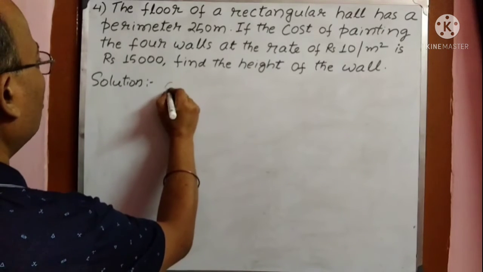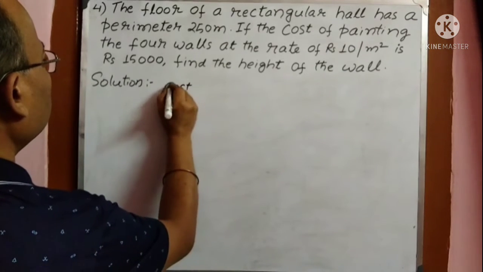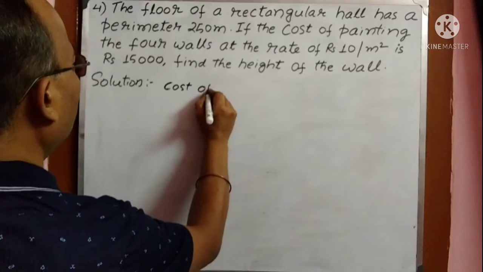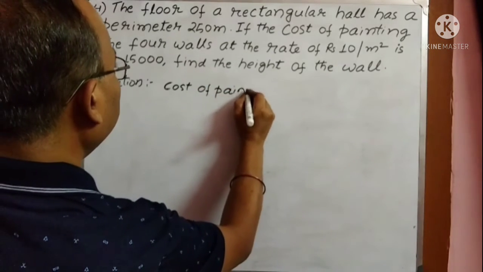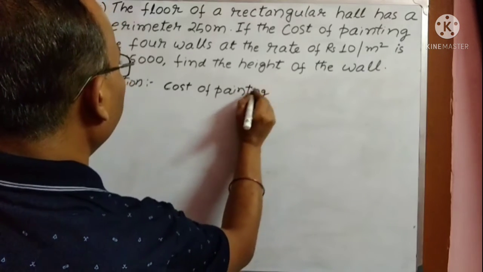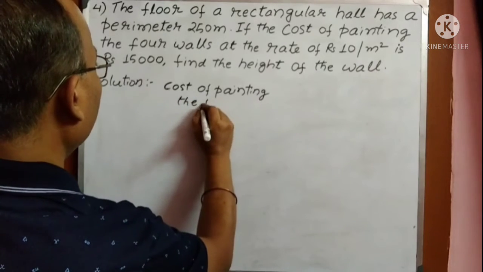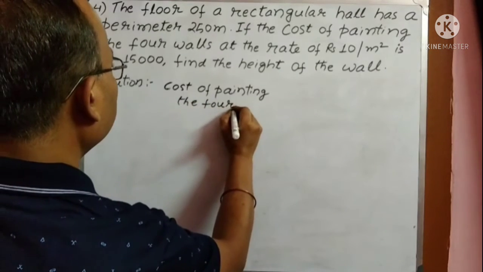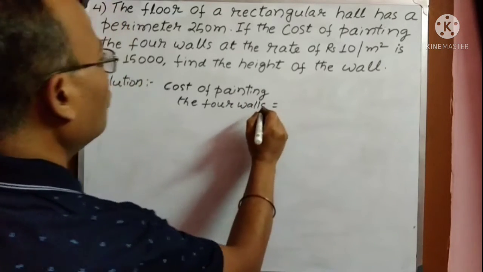So your cost of painting the 4 walls is equal to what?